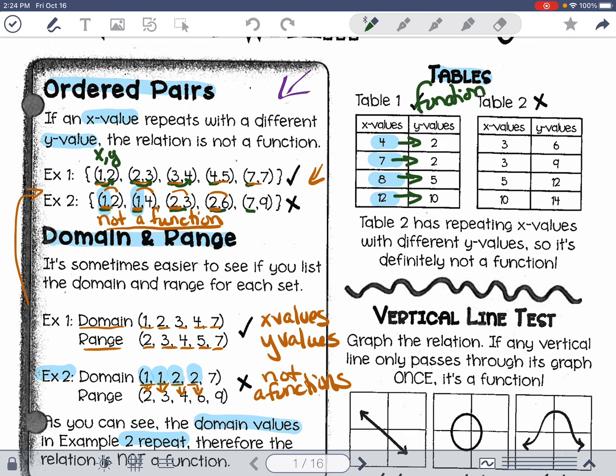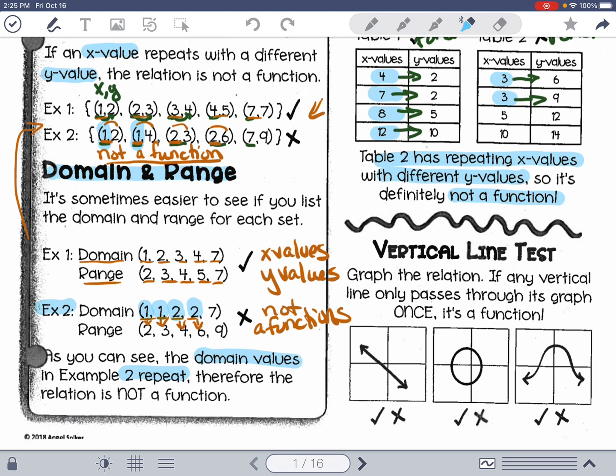Table 2 has an input value that repeats. So 3 is paired to 6, the output is 6, and it's paired to 9. That means it's not a function. The 3 can't repeat with different outputs. Okay, table 2 has repeating x values with different y values, so it's not a function.